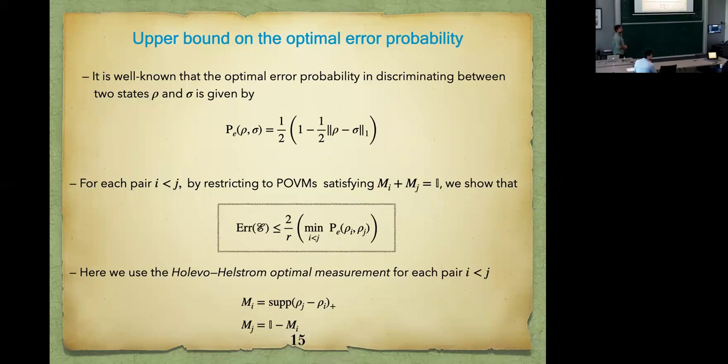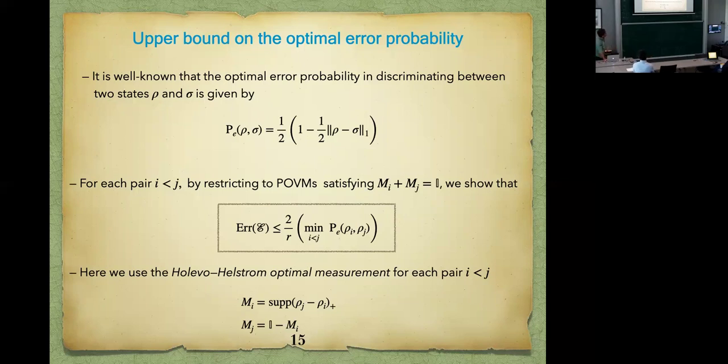So given row 1 up to row R, is it easy to determine which I and J minimum are? I guess it's a finite computation. Yeah, I don't know. There's BPs. It's fine.